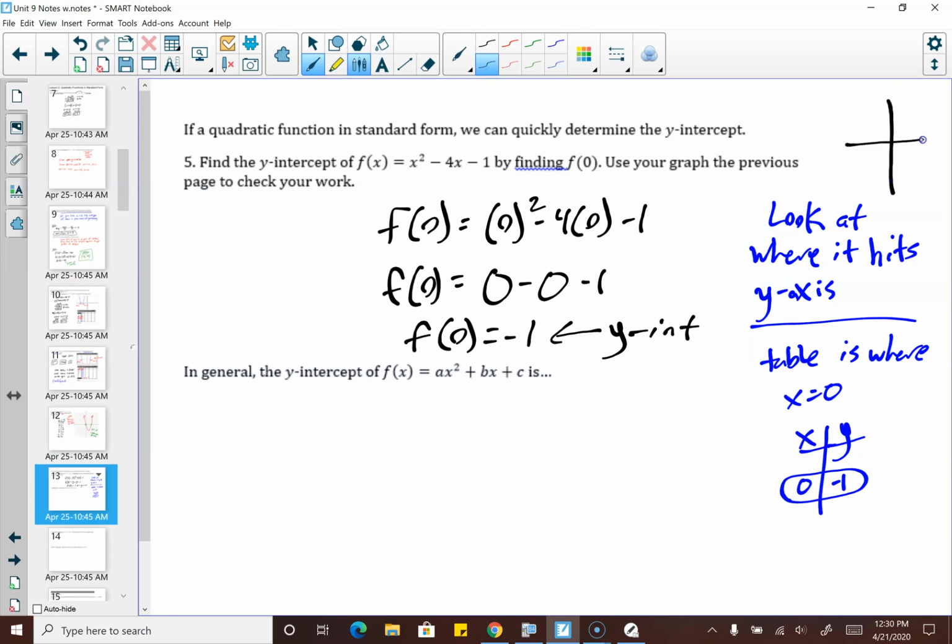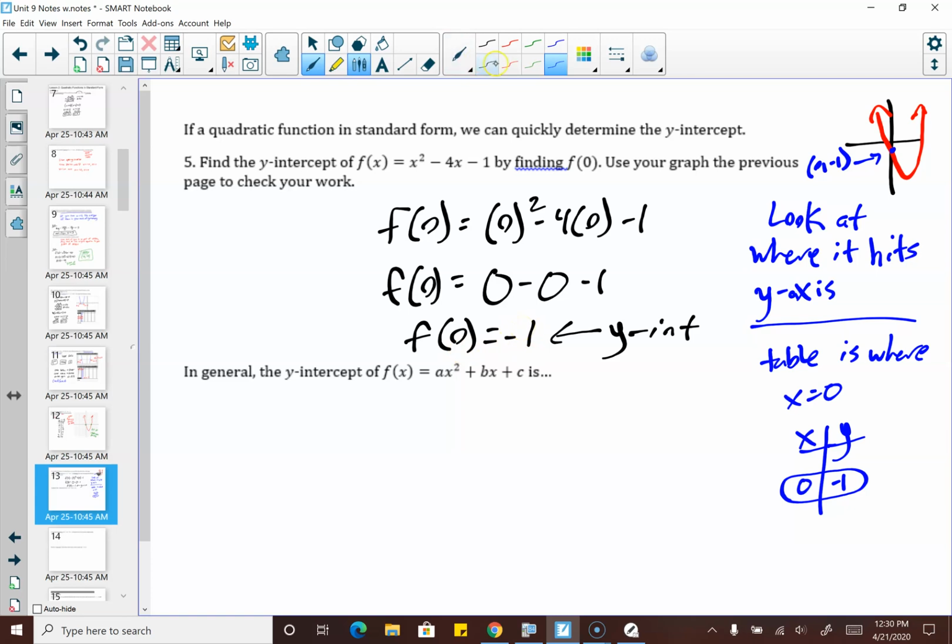And if I just sketch a little bit of a picture of what the last one looked like, you'll see this point right here was at 0, -1, okay? So that's how you can find your y-intercept from the graph. That's how you can find your y-intercept from the table. But also notice, f of 0 was equal to -1.